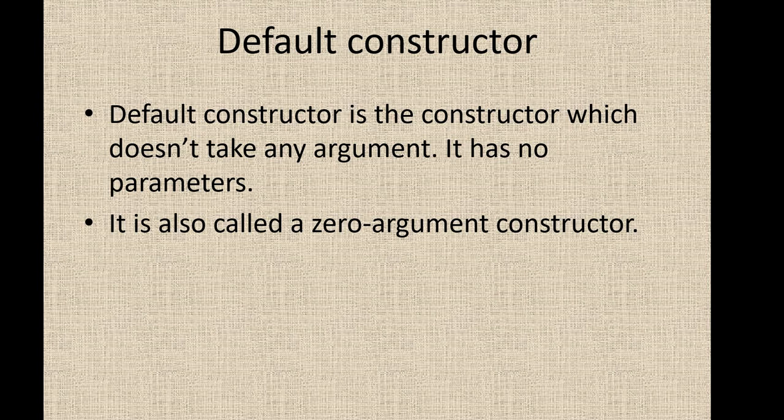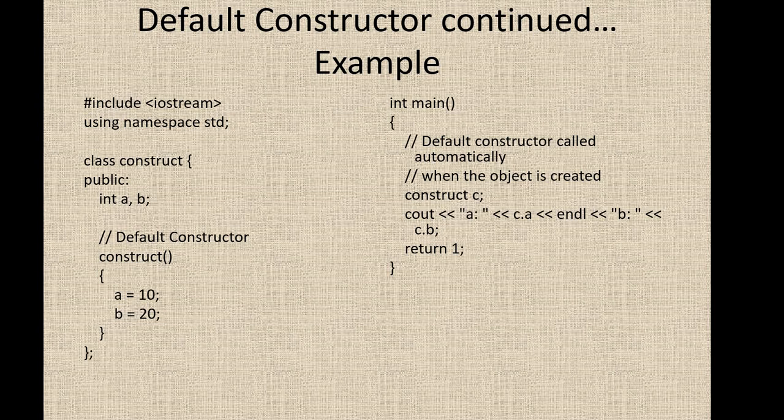Default constructor is a constructor which does not take any argument. It has no parameters at all. This is also called a zero argument constructor. Okay, we'll look at an example of default constructor. See, here is a class called construct and a constructor called construct. The name of the class will be used for the constructor method also. So constructor, and this does not take any parameter value at all.